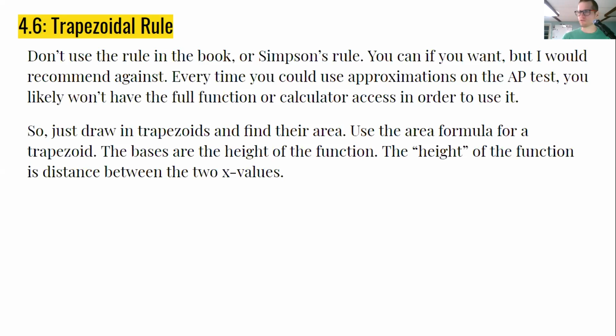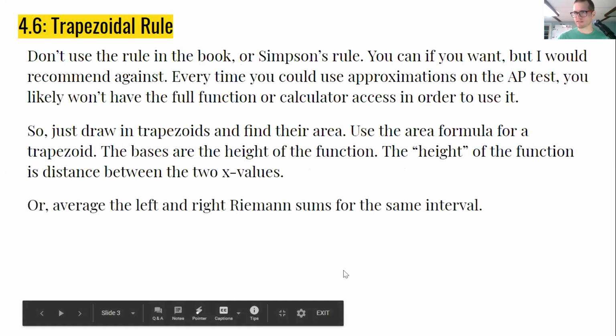The area formula for the trapezoid. Normally the area of a trapezoid is base 1 plus base 2 divided by 2 times the height. Instead of thinking of trapezoids horizontally, like most of us do, we're going to think about them vertically. So the bases are going to be the values of the function at the different endpoints of the subintervals. And the height is going to be the distance between the x's, or the width of each trapezoid, also known as the width of each subinterval. I'll show you that in just a hot sec.